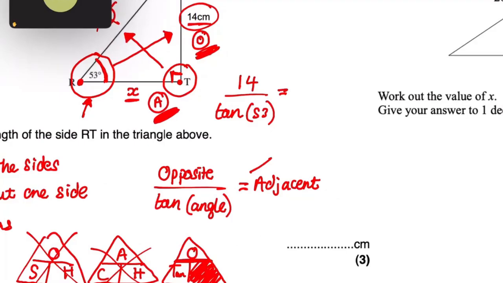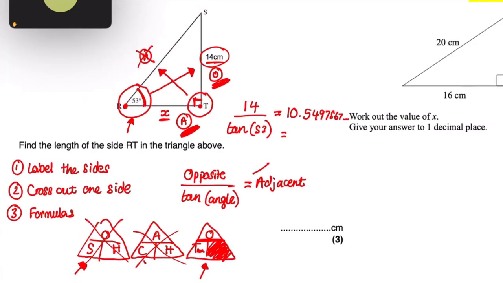So we're just going to type into our calculator 14 divided by tan 53, close your brackets. And that's going to give us an answer of 10.549757 dot dot dot. I'm just going to keep it to one decimal place, so it's going to be 10.5 to one decimal place. So that's what you should have got as your answer, 10.5.